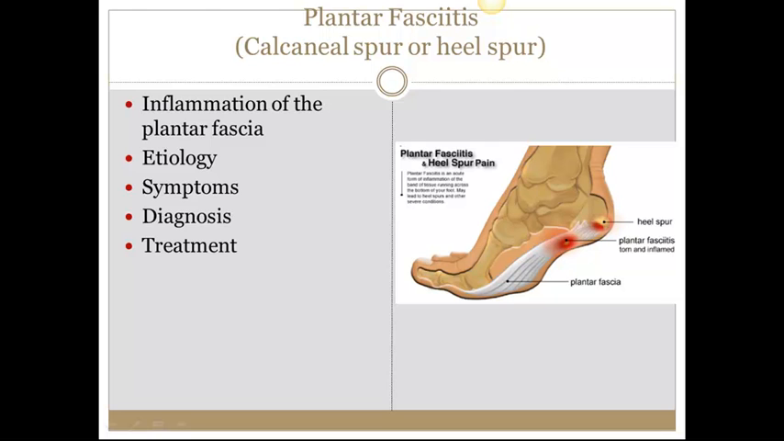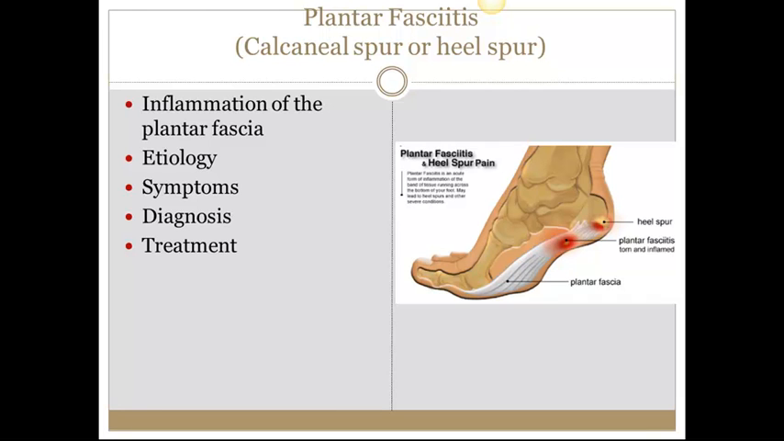Plantar fasciitis is the inflammation of the plantar fascia. So the etiology is repeated pressure of the fascia. A lot of times people who walk or runners will sometimes get this plantar fasciitis. Symptoms are pain in the heel or the arch of the foot. This can be very, very painful for people, so don't underestimate their pain when they complain of it.